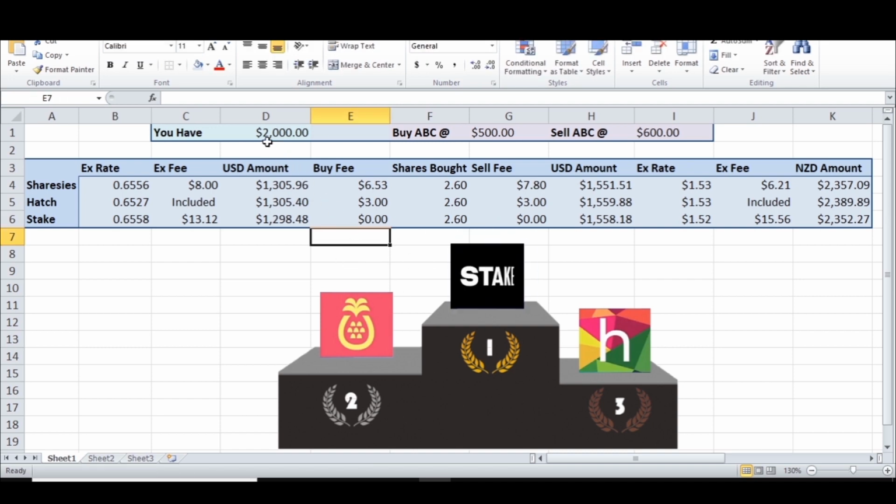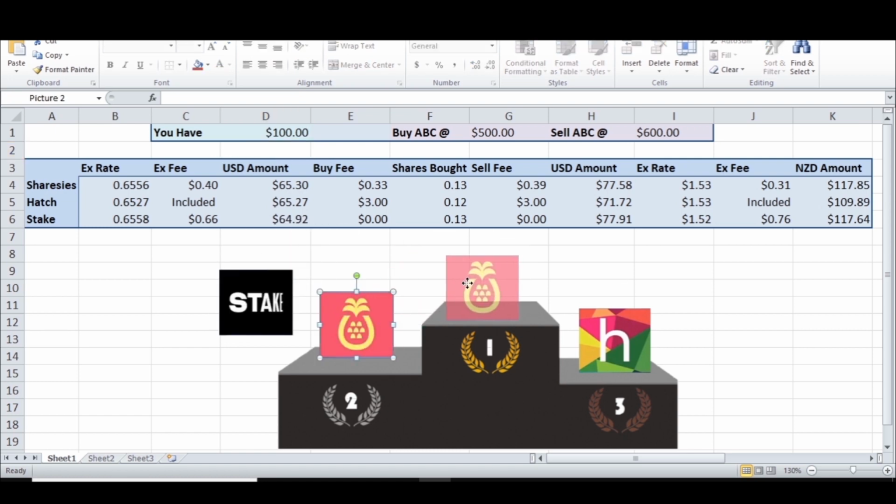Now, $2,000 might be a lot for some people. So let's change that to $100 and let's see who takes the number one spot. And would you look at that? What used to have the number one spot now takes the last spot in our podium. And you made a little bit more money with Sharesies than with Stake. So Sharesies takes the number one spot.